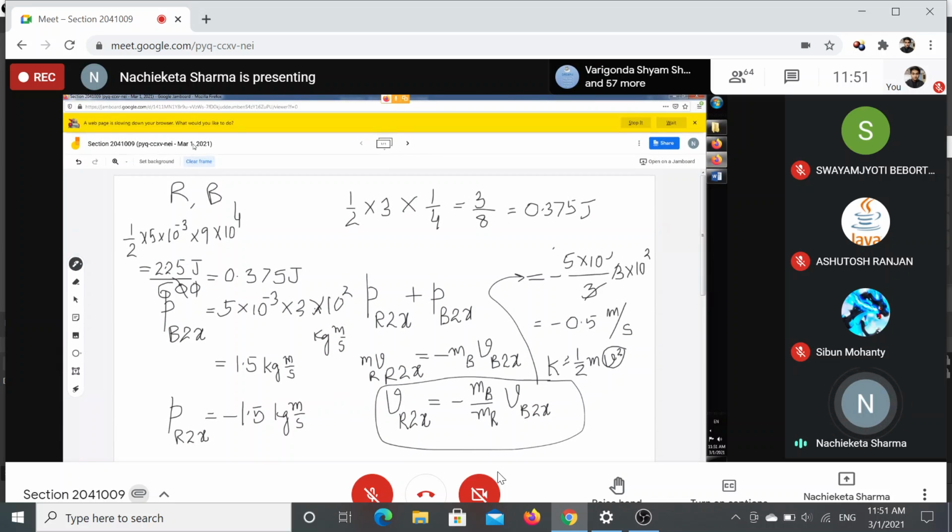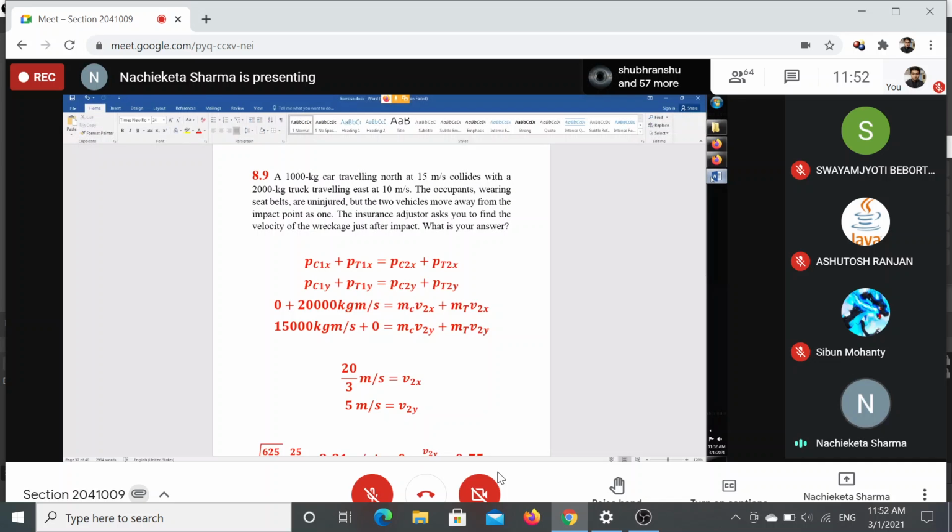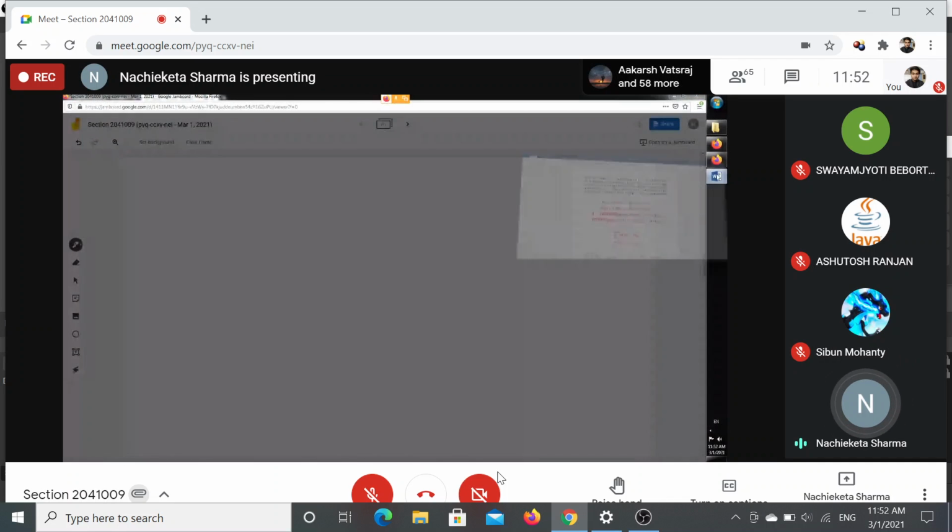Why is it taking so much time in clearance? Unnecessarily, it is taking so much time.